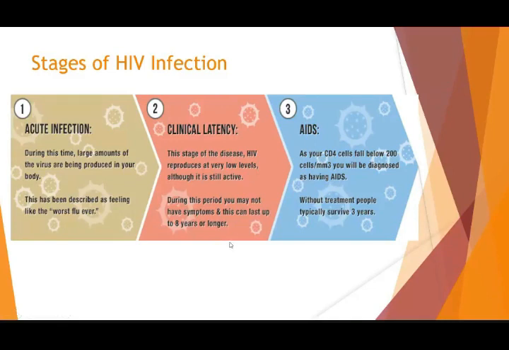And the last stage is AIDS, which is the end result of the destruction of the immune system. So the CD4 count will be very low, below 200 cells per cubic millimeter. And most of the patients without treatment will typically survive for 3 years. And with treatment, they may reach a near normal life, because of the advances of antiretroviral therapy. So these are the main stages: acute infection, clinical latency, and AIDS. Each has a different mode of presentation.